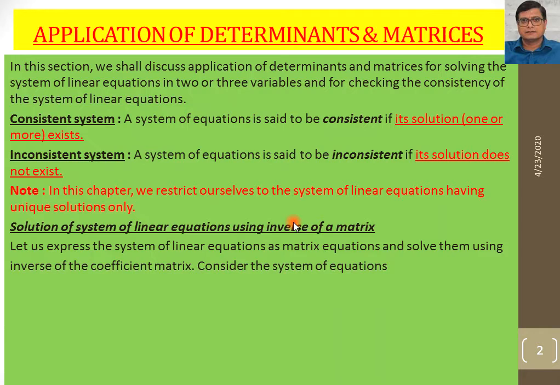Consider the system of equations. Let the system of equations be a1x plus b1y plus c1z is equal to d1, the first equation; a2x plus b2y plus c2z is equal to d2; and the third is a3x plus b3y plus c3z is equal to d3. So these are three equations in three variables. The coefficients of x, y, z are a1, b1, c1 in the first equation, a2, b2, c2 in the second equation, and a3, b3, c3 in the third equation. d1, d2, d3 are the constant values.